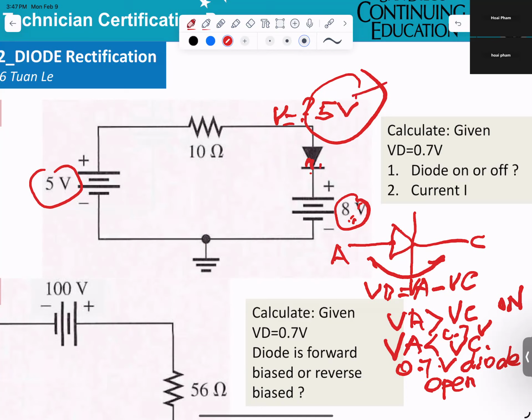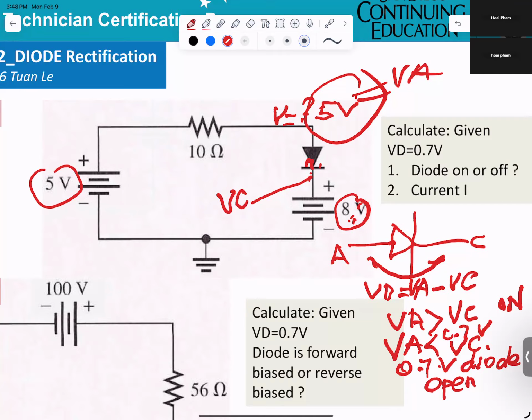Remember, this is what we call VA. This is what we call VC. VA is greater than 0.7, so it's on. Diode on or off? One side, VA, you get 5 volt. The other side, VC, you get 8 volt. Can you tell me the diode is on or off? Off.